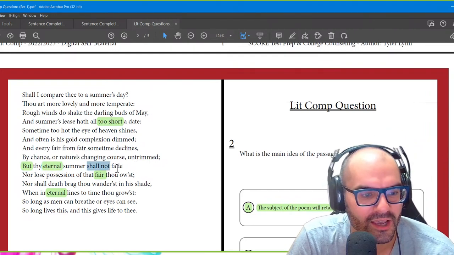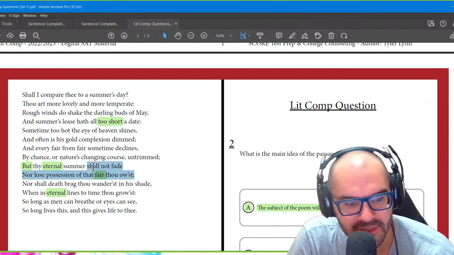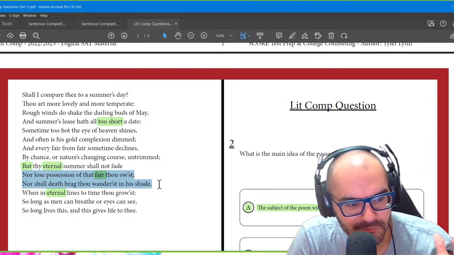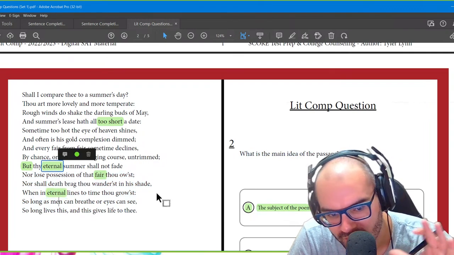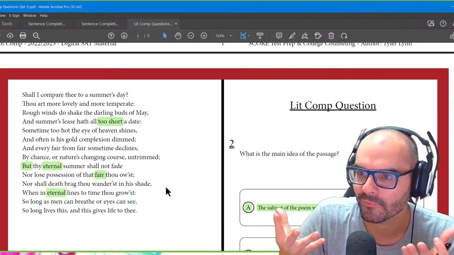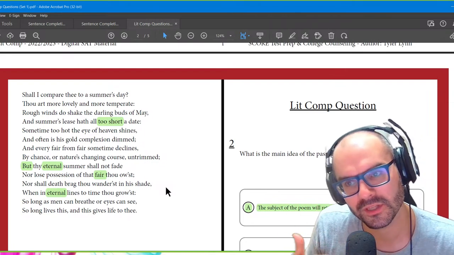And then seeing this, "will not fade." Okay, I understand that. I get a little confused here. But again, I see this "eternal" a couple times. I can put it together, right? So that's what I usually recommend when you get these poetic texts.